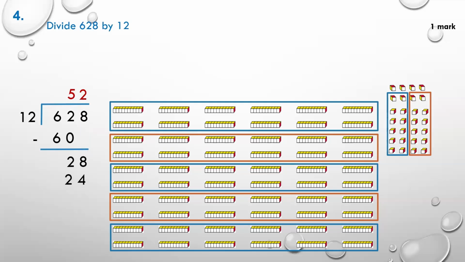What happens now? We had 28 in all and we used up 24. So what is remaining? Well, what's remaining is 4. Can we get a group of 12 from that? We cannot. So now we're finished. We can say that out of 628, when we divide it by 12, we were able to form 52 groups of 12 and we had a remainder of 4.